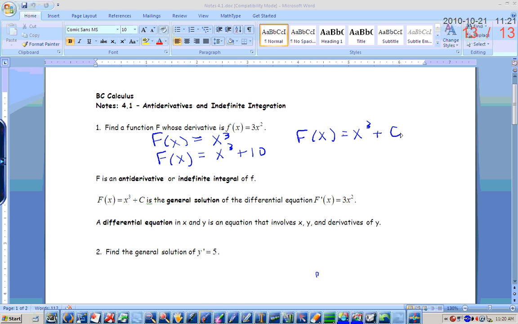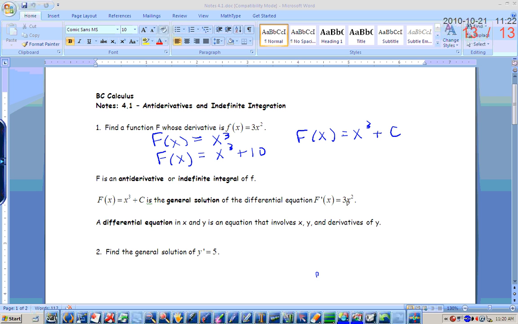A lot of times, capital F means that's the integral of lowercase f. In general, that's what it means. Okay, so F is considered an antiderivative. Big F is considered an antiderivative or an indefinite integral of little f. F of x equals x cubed plus c is called a general solution to the differential equation F prime of x equals 3x squared. So capital F prime of x in this case is the same thing as little f. You okay with that? Little f and capital F prime are considered the same thing.